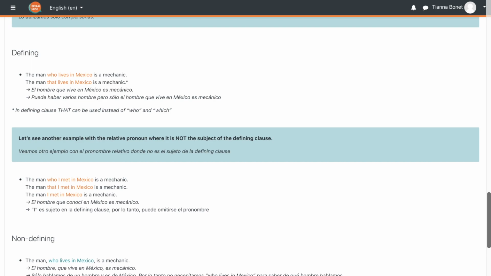Let's see another example with the relative pronoun where it is not the subject of the defining clause. The man who I met in Mexico is a mechanic. The man that I met in Mexico is a mechanic. The man I met in Mexico is a mechanic.